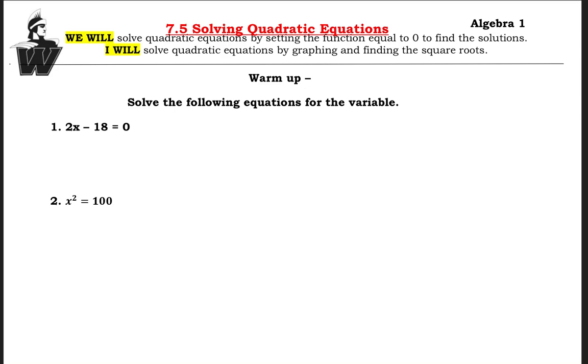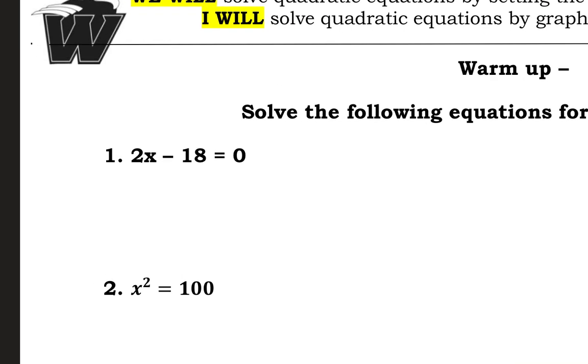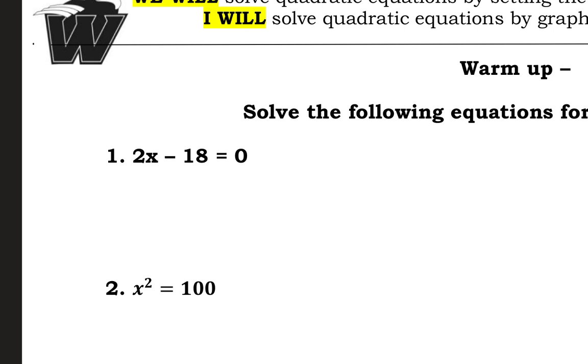Solve the following equations for the variable. So we're just solving for x. If I'm solving this for x, what do I move over first? Do you remember? The 18. Do I add the 18, subtract the 15, multiply it, or divide it?